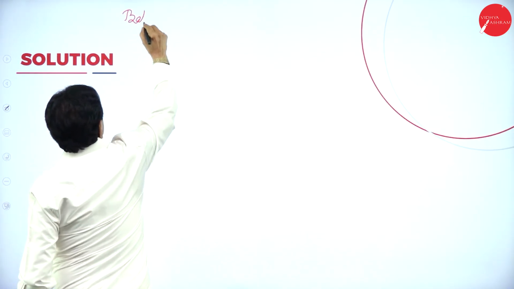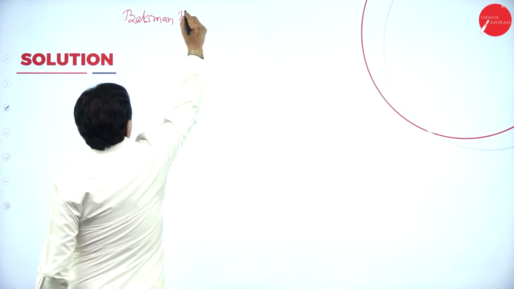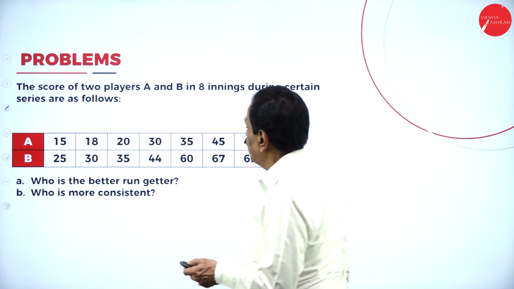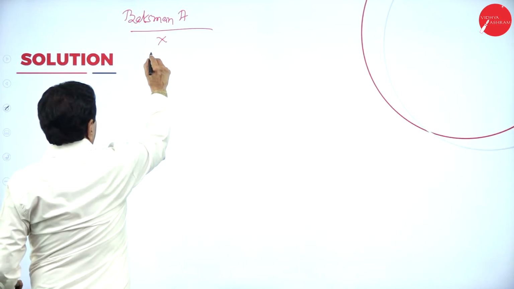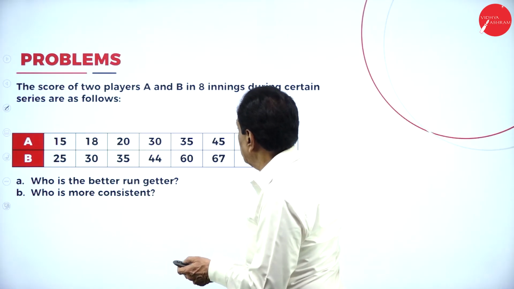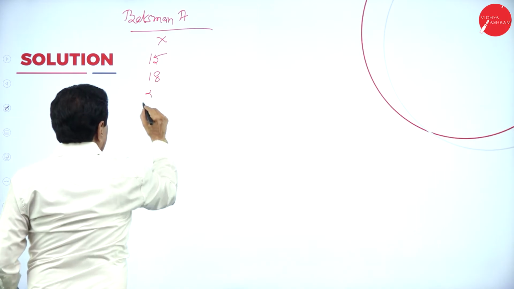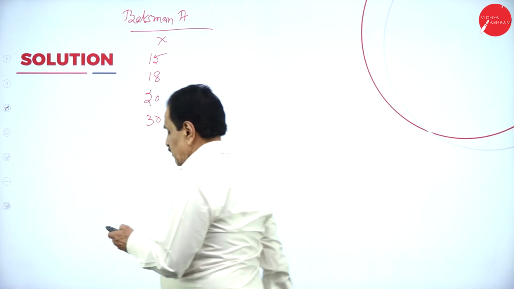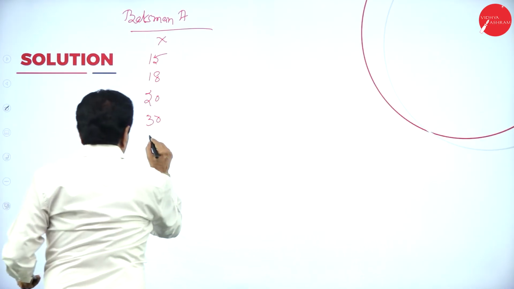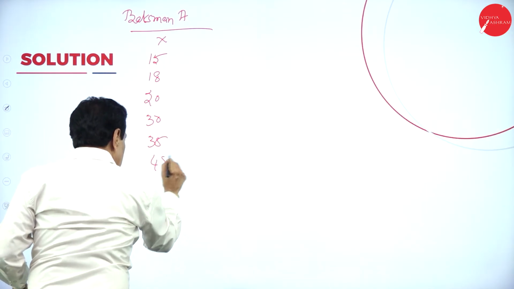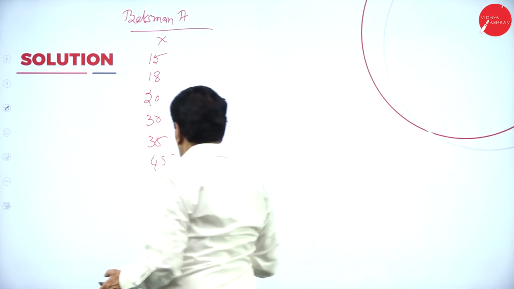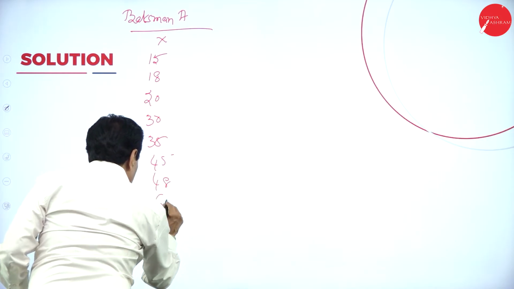Batsman A, call this X. What are the values? 15, 18, 20, 30, 35, 45, 48, 60. We'll go slow now.